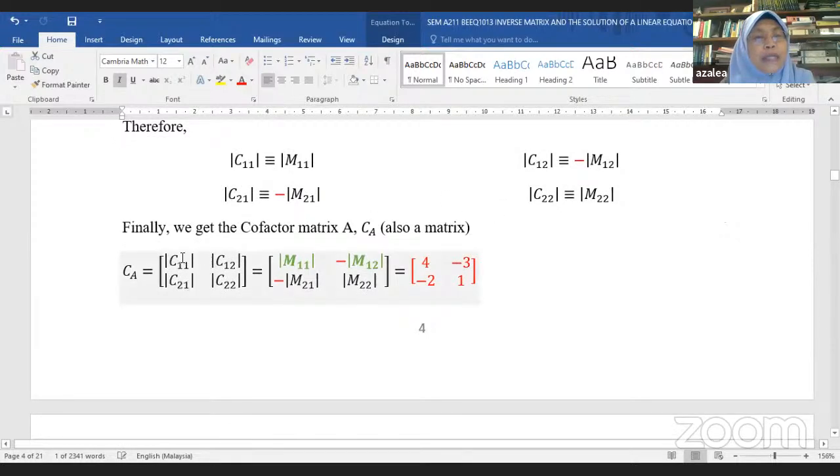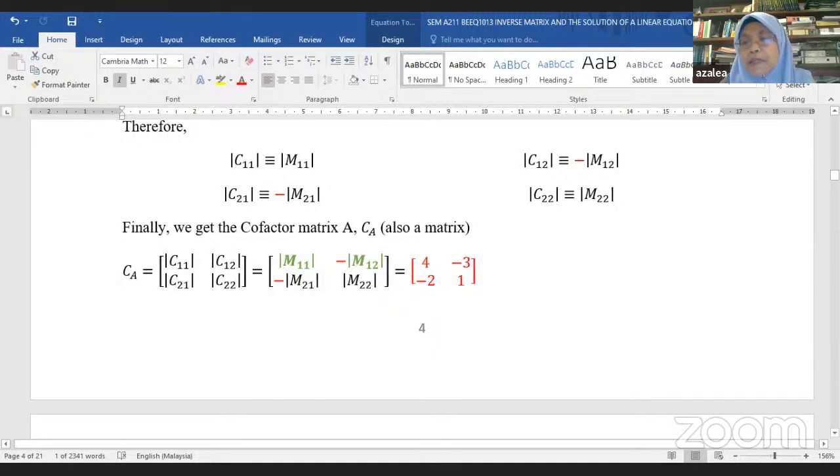Putting that into the cofactor matrix, this is what it looks like. We need to adjust the minor according to i plus j, the sum of row plus column. So this is what we'll get: 4, minus 3, minus 2, 1.